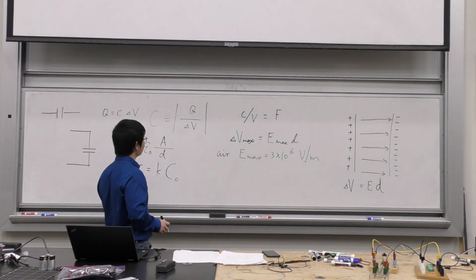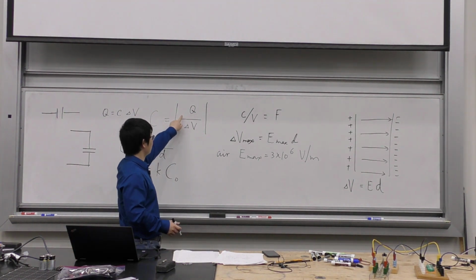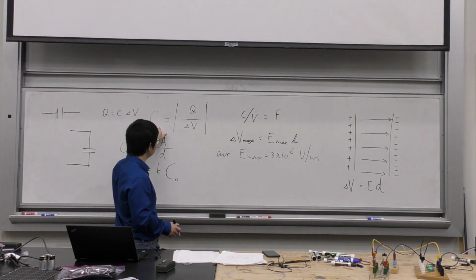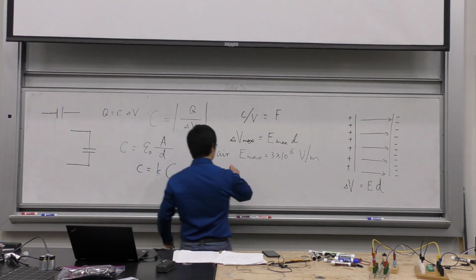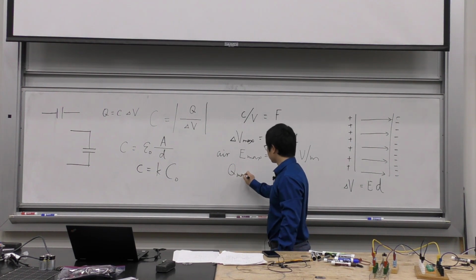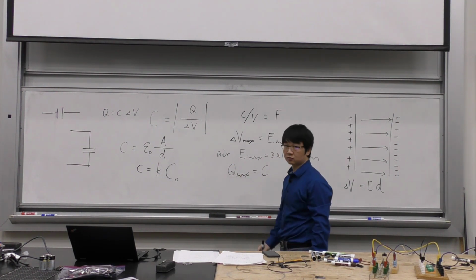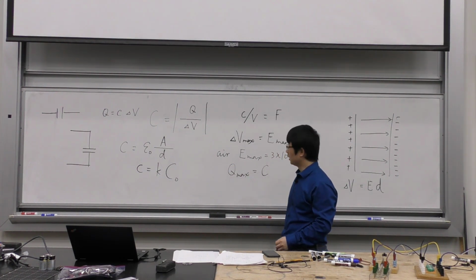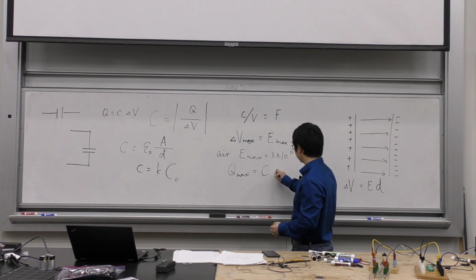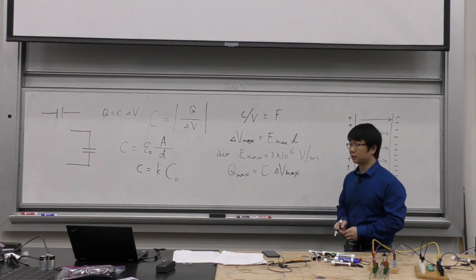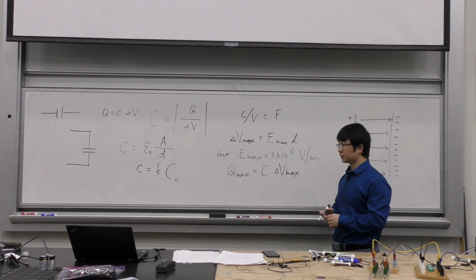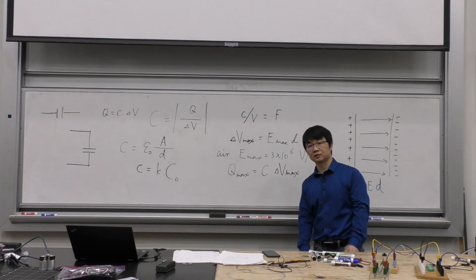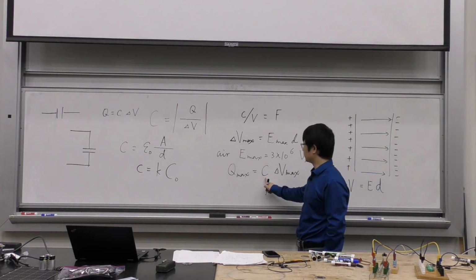Okay, what is the maximum charge the capacitor can store? How do I find the maximum charge? The charge is connected to the C and V, right? So if I want to find the maximum charge, the C doesn't change. Once you have made this capacitor, the C is always a constant. So it just depends on the V max. So the maximum charge it can take is that you just connect it to the maximum voltage it can take, and the C.